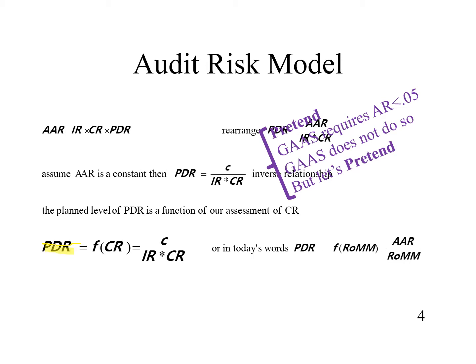In our world, I'm just going to always set inherent risk equal to 1. So it kind of falls out. So effectively, plan detection risk becomes a function of control risk. We have to figure out what control risk is before we can plan the rest of the audit.